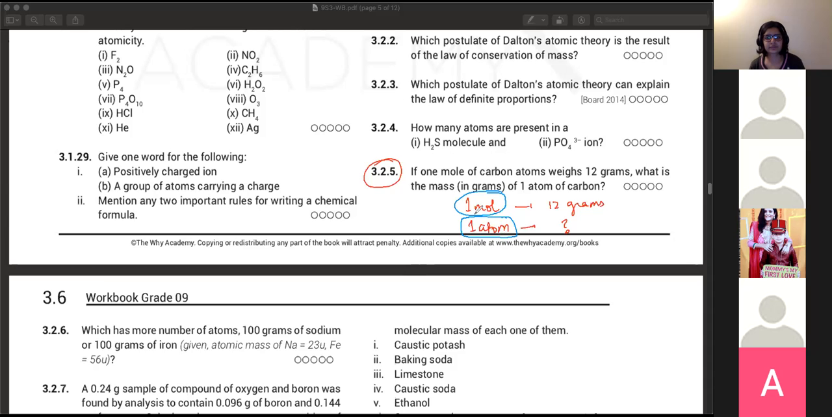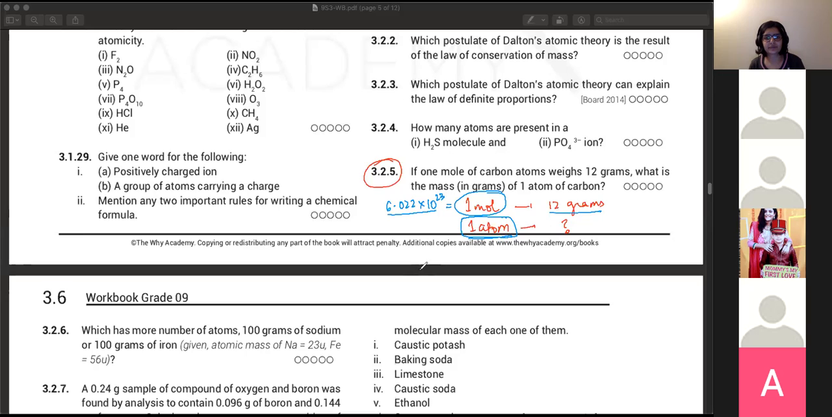Ma'am, can you give me a second? 1 mole is equal to 6.022 into 10 raised to the power of 23. Okay, so basically this means the mass of these many atoms is 12 grams. You have to find out the mass of 1 atom.